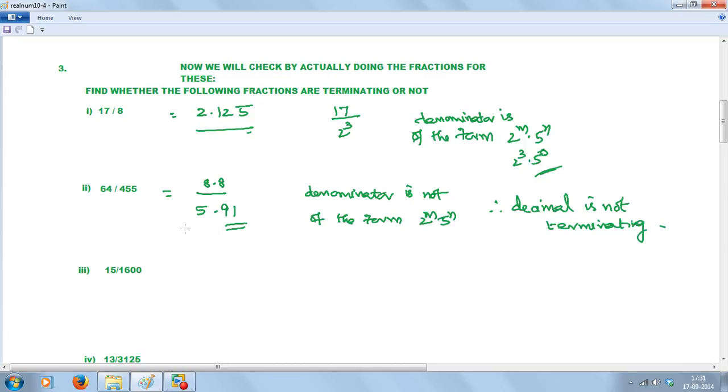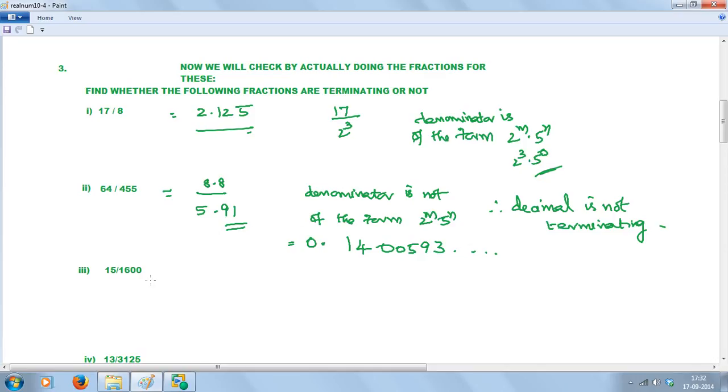So if we actually divide 64 by 456, we can just divide and check. The answer is something like 0.140593, something like that. It repeats, it continues like that.